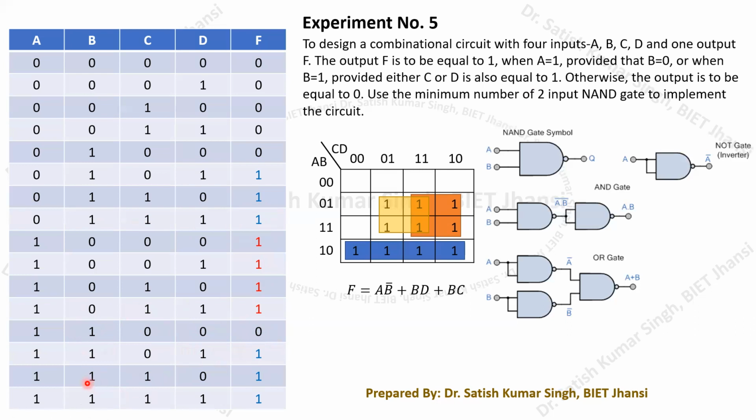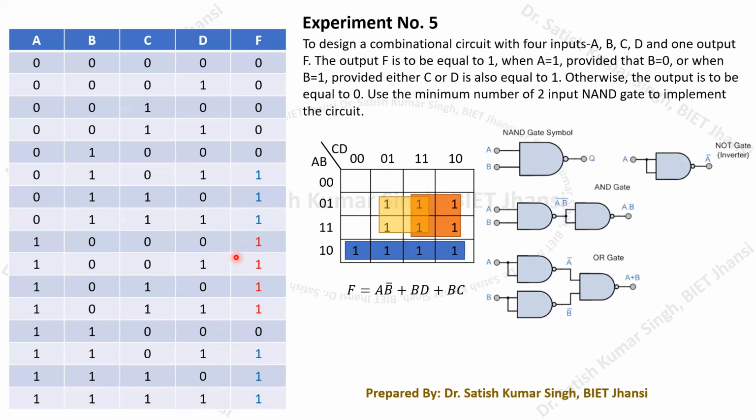Similarly, in this row you can see that B equals to 1 and C equals to 1, and again it should be marked as equal to 1. Similarly, in the last case we can see that B, C and D are all equal to 1, and then we can mark it as equal to 1 irrespective of the value of A. Okay, so this way I have marked all the output F.